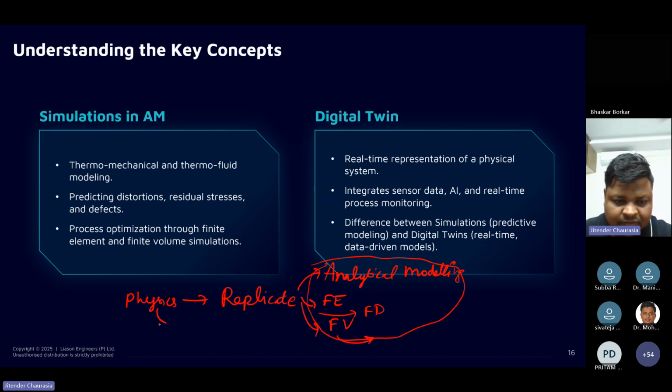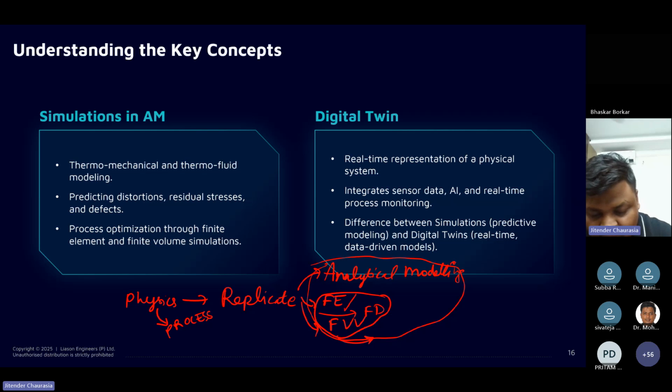So you have a physics. Physics belongs to a process, and you try to understand that. And on those predictions, you make judgment. You see, it's these FE approach, FV approach, finite volume. They are already numerical approaches. They have already some sort of error. If you use this data to train AI or ML model, definitely you can use, there is no problem.